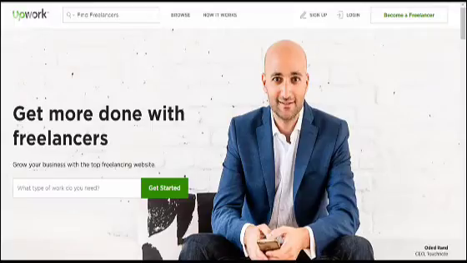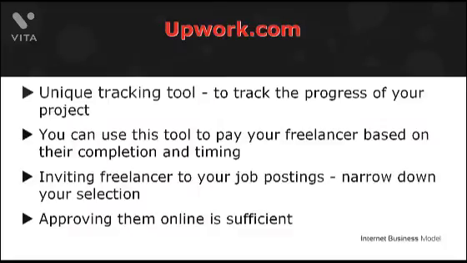Next is Upwork.com. You can hire freelancers on an hourly basis or one-off depending on your project requirements. Upwork is unique because of its tracking tool. This tool makes it easier for you to track the progress of your project. You can use this tool to pay your freelancer based on their completion and timing. Another interesting feature of Upwork is inviting freelancers to your job posting.